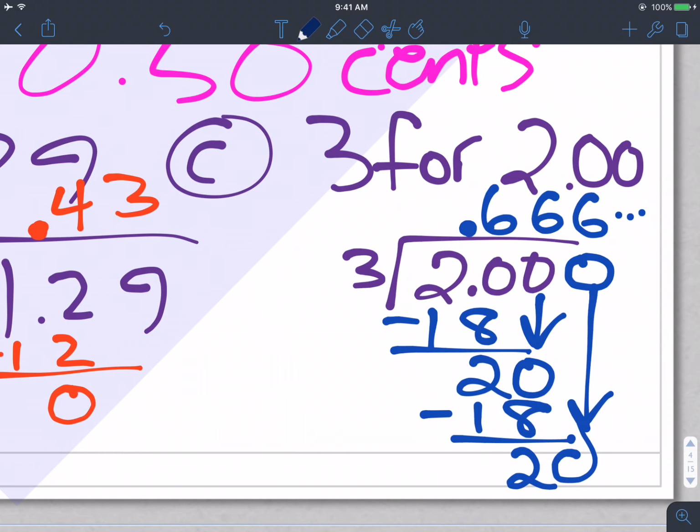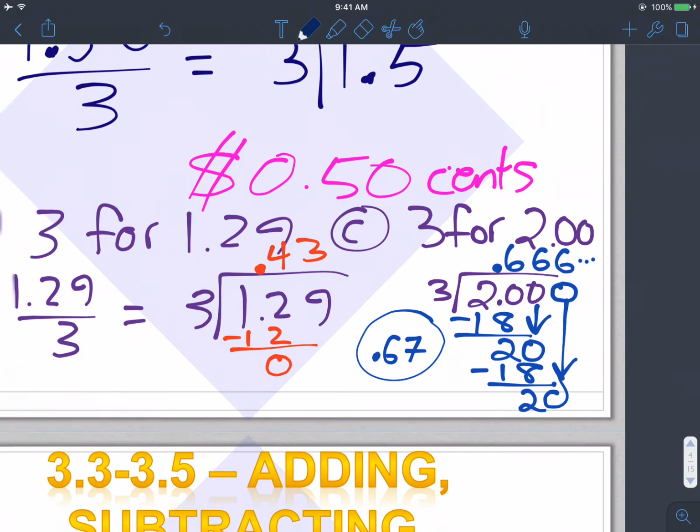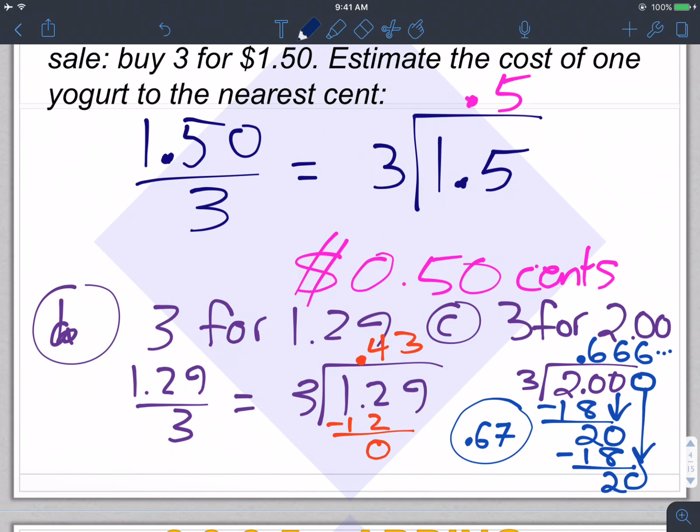So what do they mean by round it to the nearest cent? Well, you have 0.666666. 67 cents is what it would be. Okay? Try to get you some extra examples in there. So that's to the nearest cent.